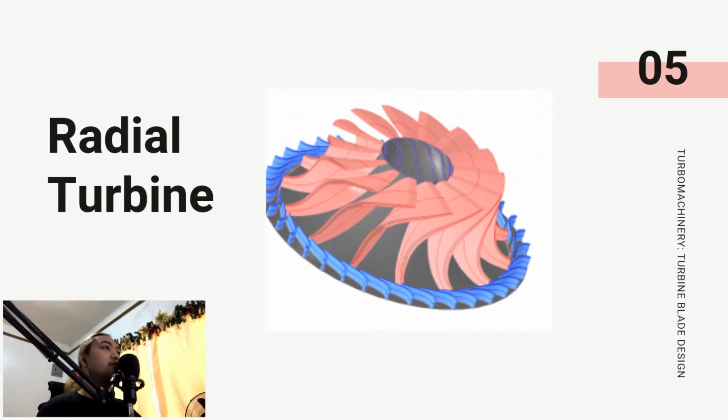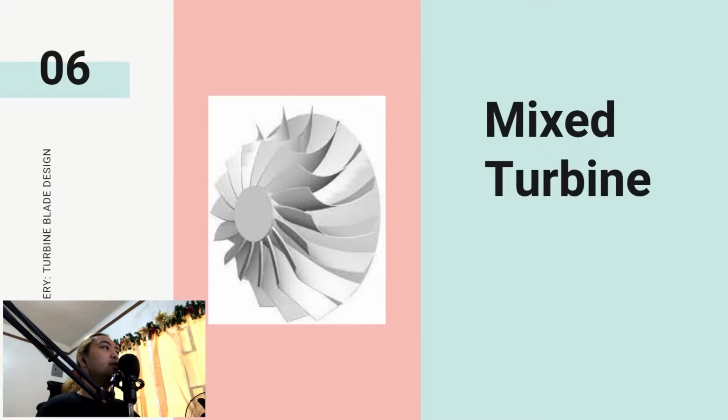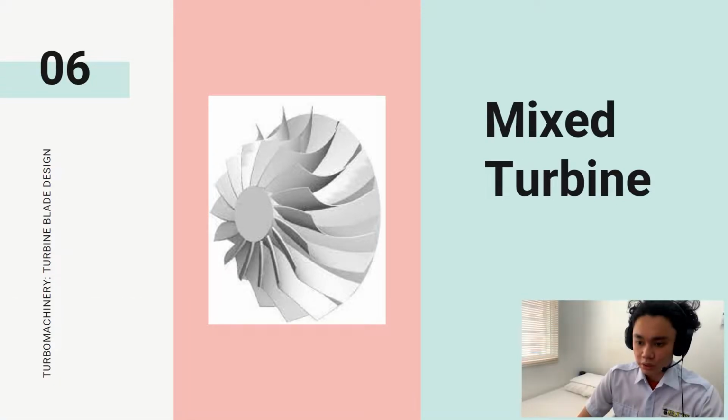Lastly, we have the mixed turbine. Now, in a mixed flow turbine, the inlet flow is at an angle between the complete radial and the axial design. Since it is a cross design of both axial and radial, it then has the characteristics of both kinds of turbines mentioned. How turbines start.